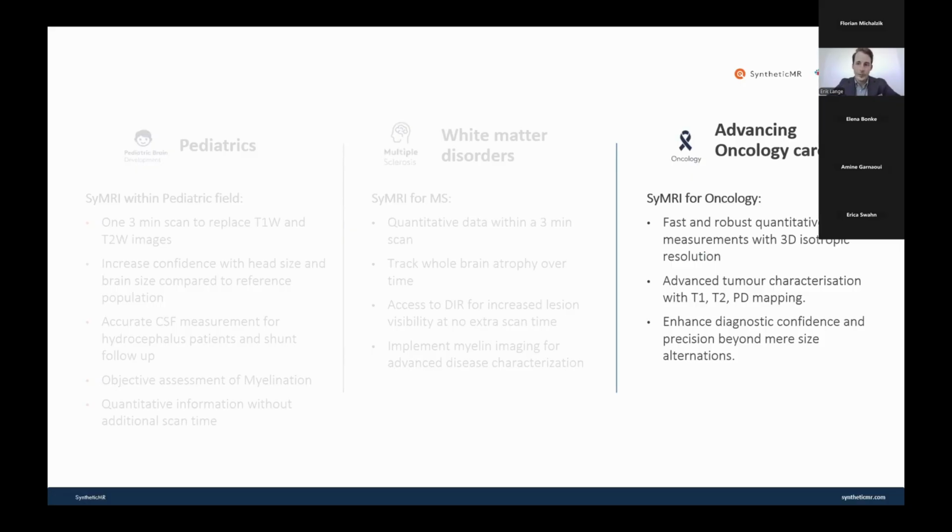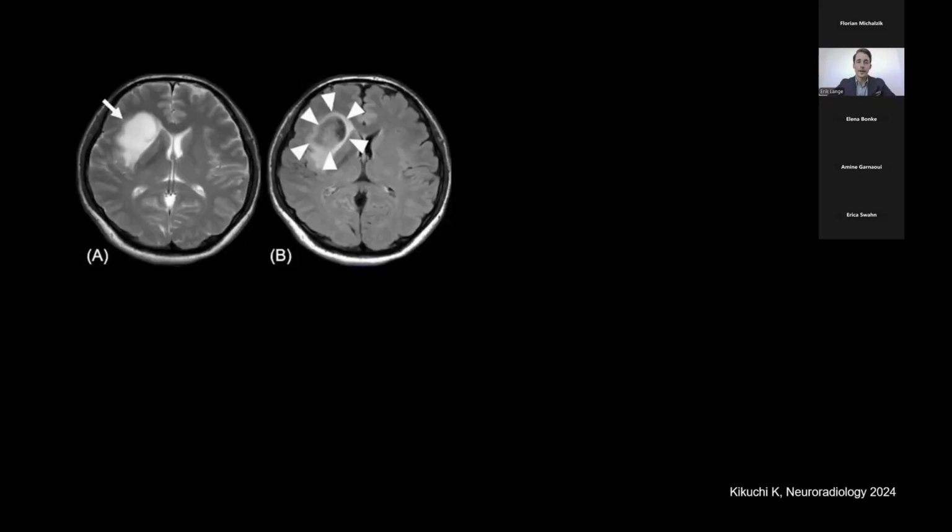And this is an area where we've seen a big increase in interest thanks to the 3D version of SyMRI cNeuro. This is within oncology. In this area, SyMRI cNeuro is often used to characterize the tumor and tumor content using the T1, T2, and PD map. And this can provide a lot of additional information and confidence to the oncologist or surgeons beyond size alterations or contrast enhancements. One example is this one.